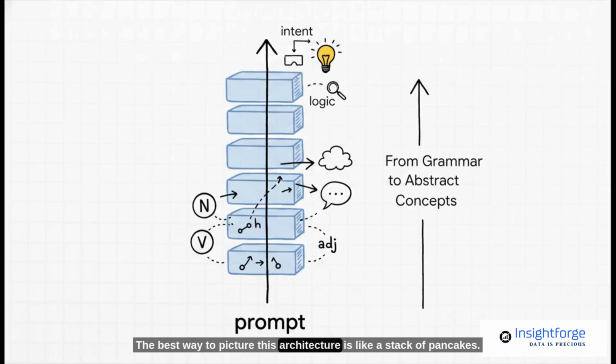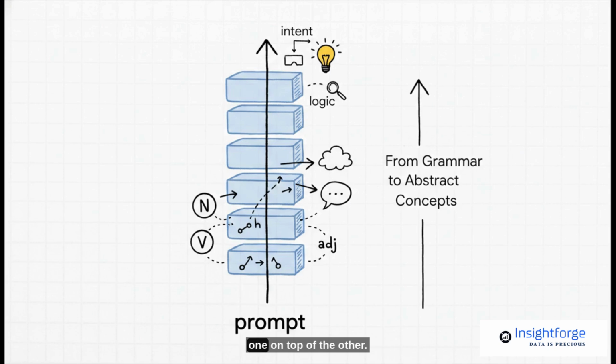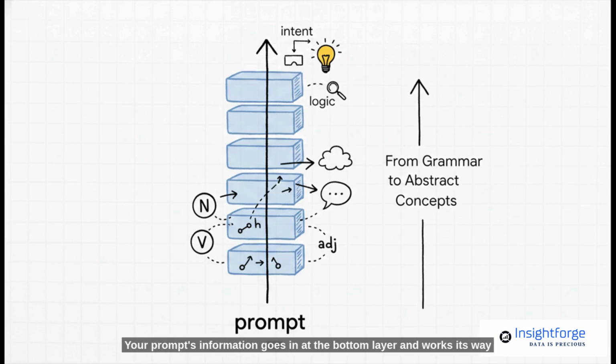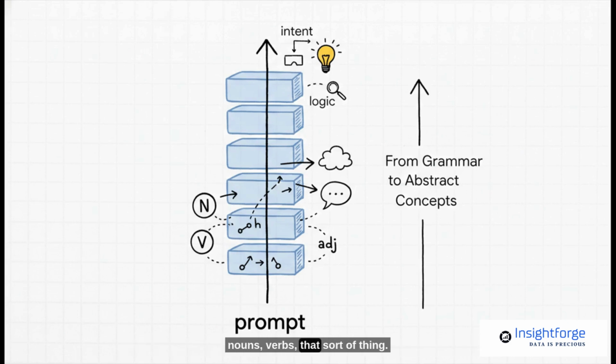The best way to picture this architecture is like a stack of pancakes, dozens of identical processing layers, one on top of the other. Your prompt's information goes in at the bottom layer and works its way up. The bottom layers might just figure out the basic grammar, nouns, verbs, that sort of thing. But as the information moves up, the higher layers start to grasp much more abstract ideas, like the theme, the user's intent, and even the logical flow of an argument. Each layer literally builds on the work of the one below it.